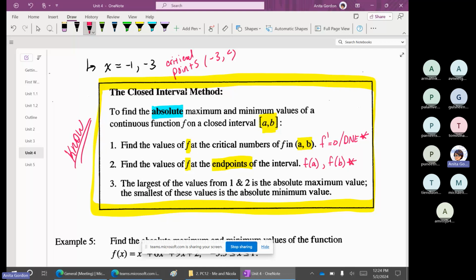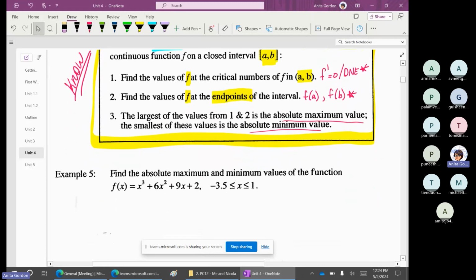The largest value between these points is going to be your max value, and the smallest will be your min value. Okay, so derivative, we can't take the derivative at endpoints, right? So we're going to take the derivative of everything in between, find the critical points, and compare them to the endpoints. Max value is your maximum, min value is your minimum. Okay, so let's put this into practice.